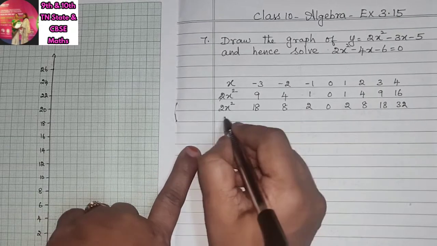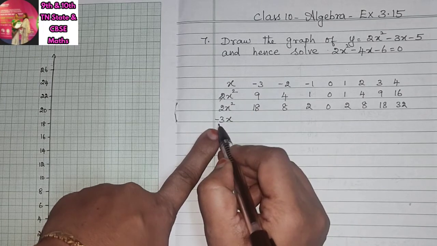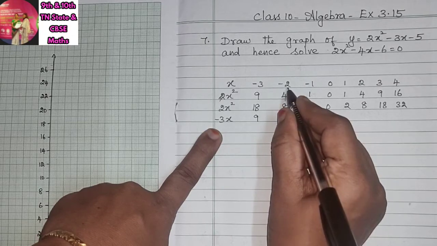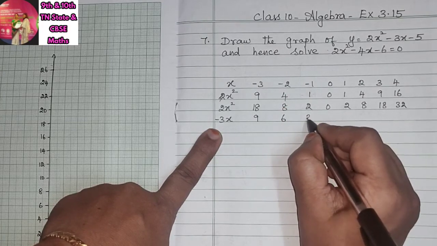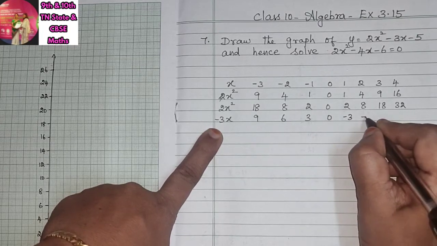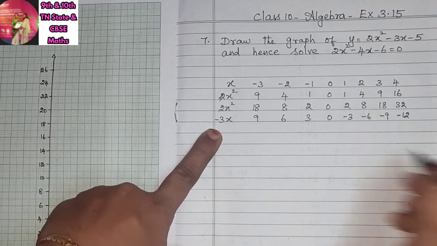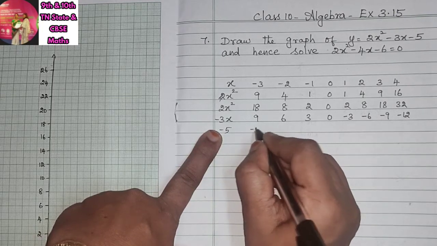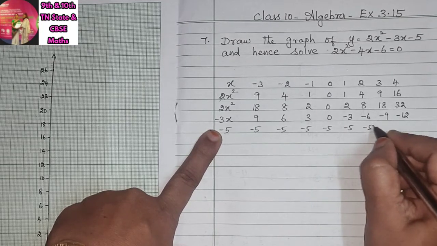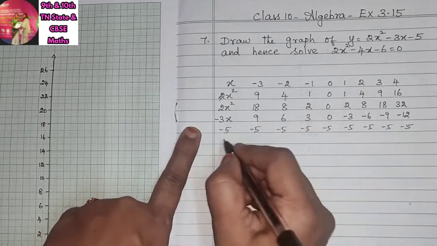So 2x². Then -3x. So x value is -3. -3 into -3 is 9. Then -3 into -2 is 6. Then 3, 0. Then -3, -6, -9, -12. Then -5 is the constant, so we'll write that constant. Then we will simplify this to get the y value.